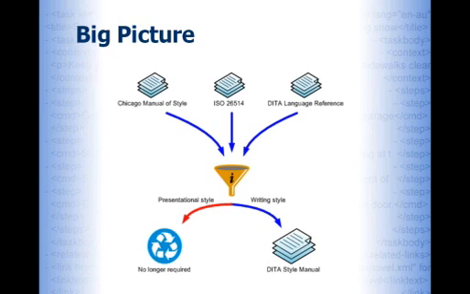And the DITA language reference also has some style information in it. So from the point of view of what sort of style information we need specifically for DITA authoring, we would find some of it in Chicago, some of it in international standards, and some of it in the DITA language references, the official DITA documentation and specification. And then when we filter all those through, we chuck out the presentational style stuff, and keep the writing style stuff, the stuff that applies to the practices we perform when we're writing or composing or drafting our content.